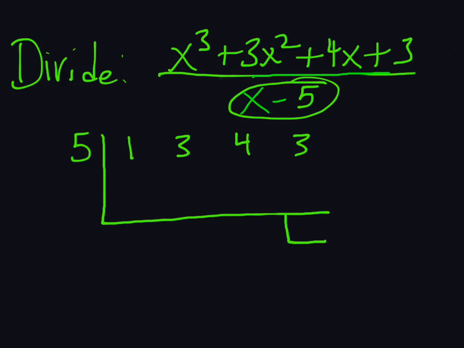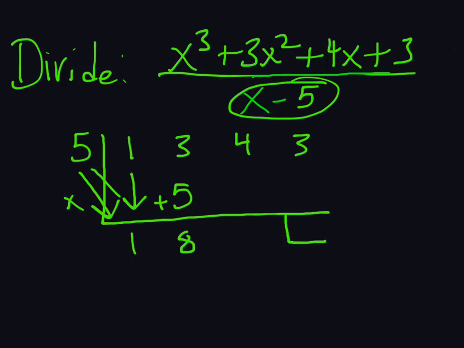And we always got to check to make sure we have successive powers. So x cubed, x squared, x, and then nothing. So we're good to go. Alright, so let's do this. We take our 1 down. So our 1 goes there. And we multiply 5 times 1. So that gives us 5. And that's going to go right here. Then we're going to add these two guys together. So plus 5. 3 plus 5 is 8.